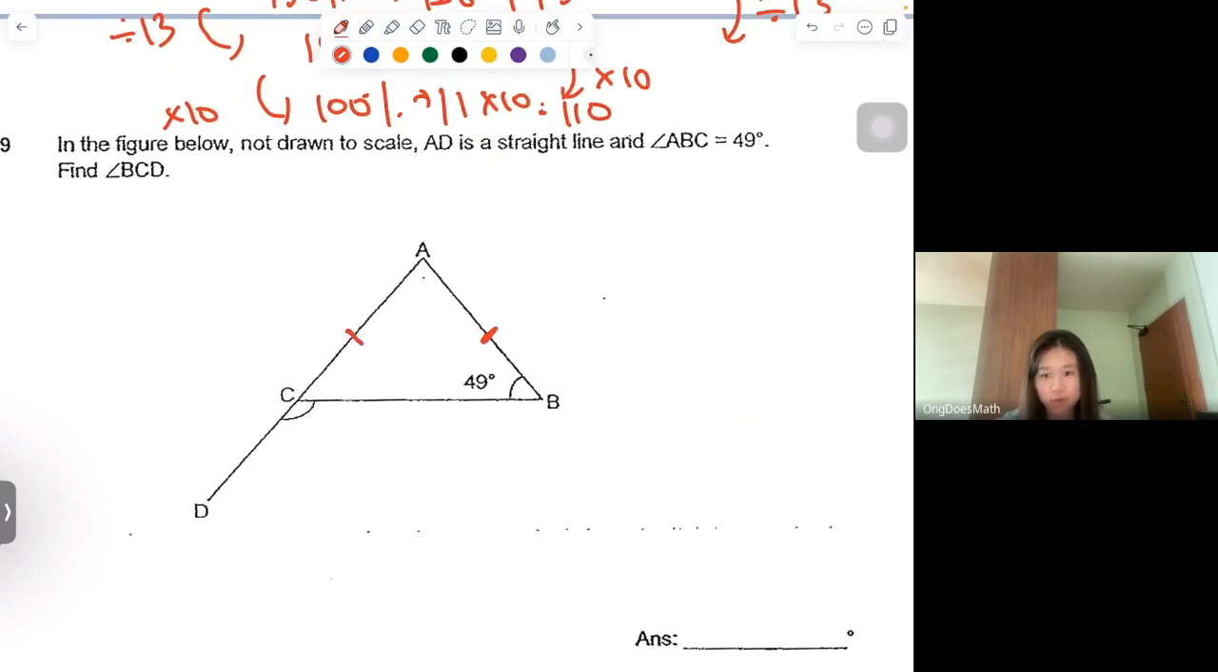Okay, so for this part, if they label this, you have to understand that this sign just means that they are equal, which means that this triangle ABC is an isosceles triangle. So if here is 49, here will also be 49 degrees. Very good. So now we just have to think of the properties of angles.